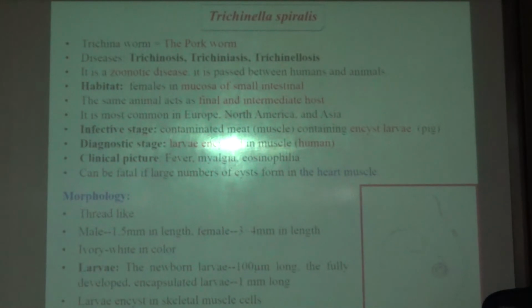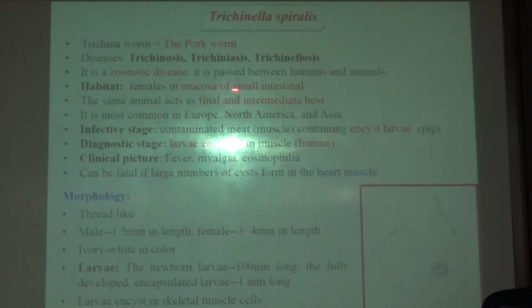Now coming to Trichinella spiralis. This is unique in some aspects, in that it can be found in mussels. It is also sometimes known as porkworm disease, trichinosis. It is a zoonotic disease. Why is it zoonotic? Can anybody tell what a zoonotic disease is? Between animals. Yes, so it is passed between humans and animals.